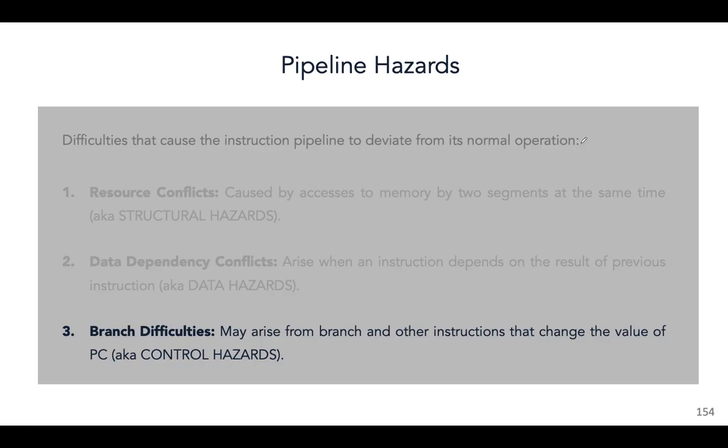Then there are branch difficulties. They arise when branch and other instructions change the value of the program counter. So as long as PC is incremented by 1, everything goes normally. But when a branch is encountered, an instruction that suddenly changes the value of PC from PC plus 1 to something else, then branch difficulties occur. They're also known as control hazards. Now we're going to talk about each of them one by one. Let's first start with structural hazards.